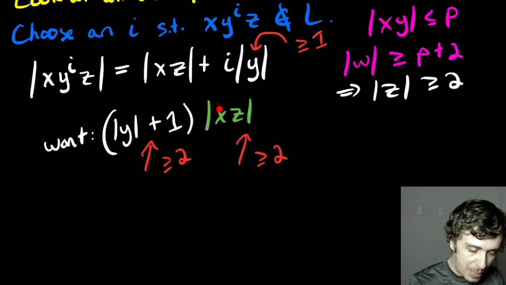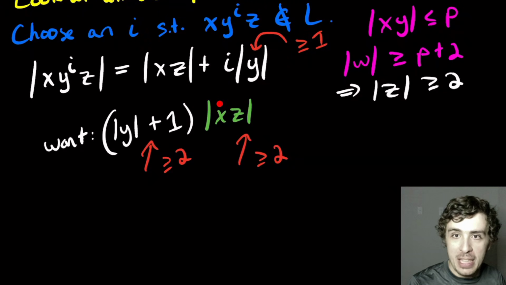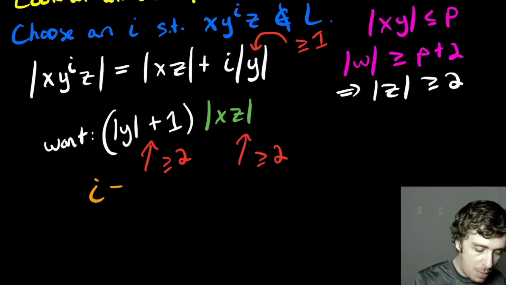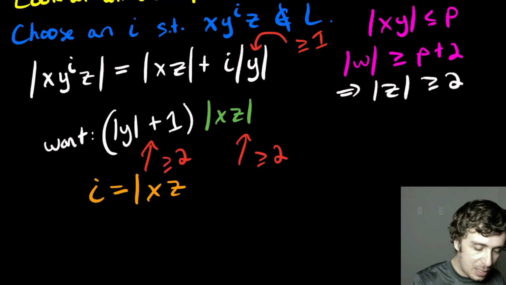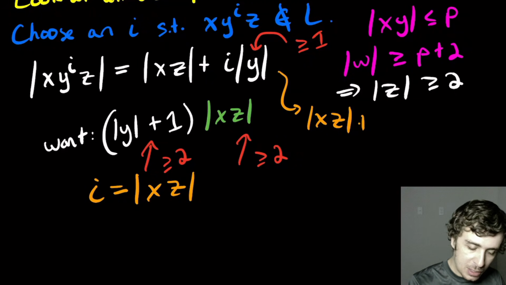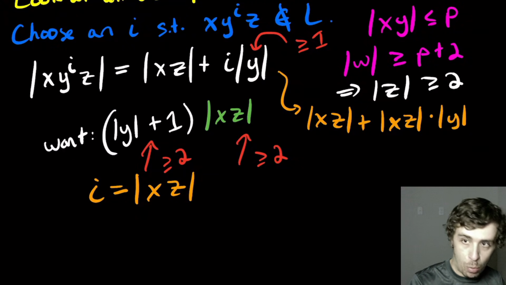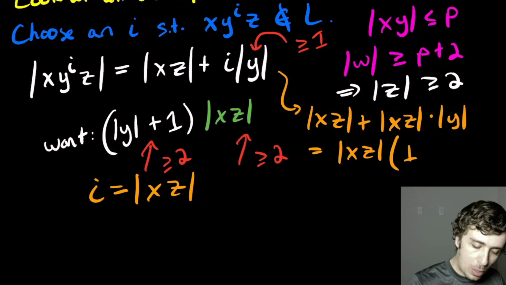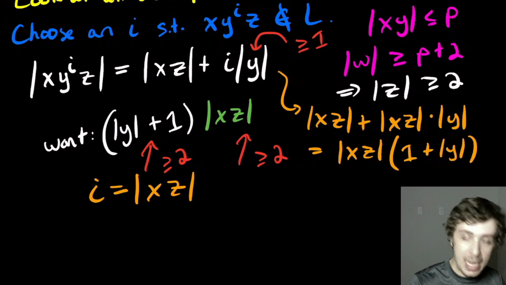But how can we get from this line to this line? By subbing that value of i. The value of i that we're going to pick is the length of xz. If you actually check, that works out. If we compute this, it is xz's length plus the length of xz times the length of y. Since we got an xz in both cases, I'm just going to factor it out, and we get exactly the same expression that we had before.